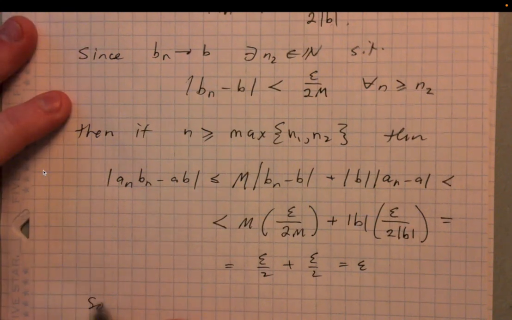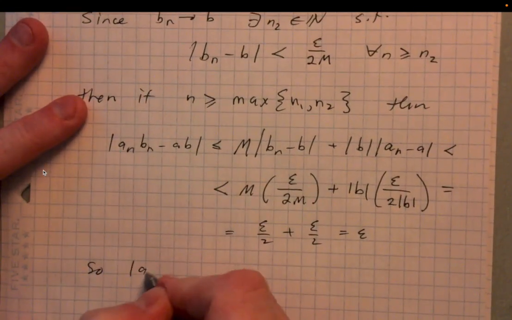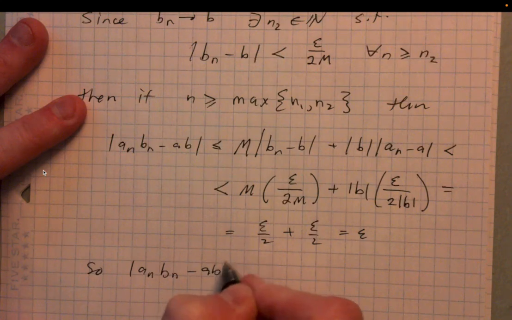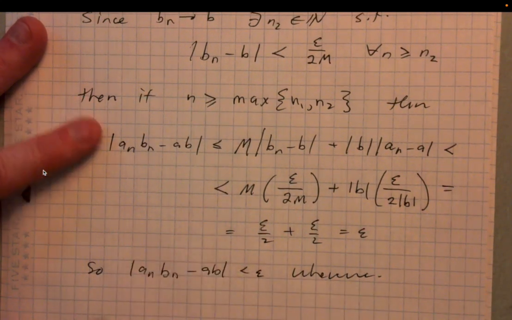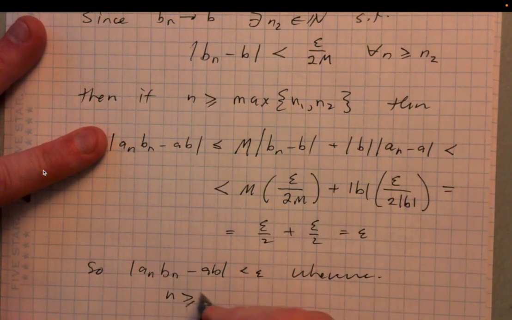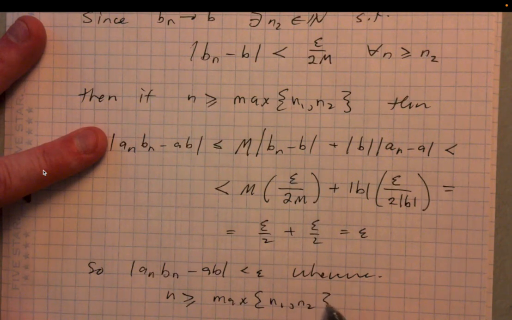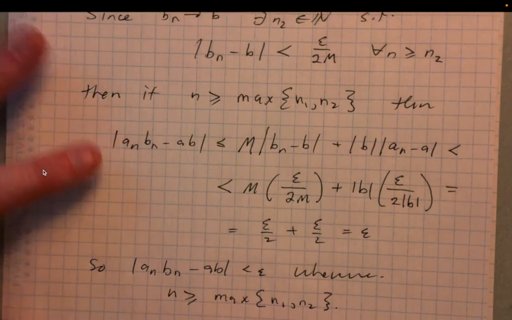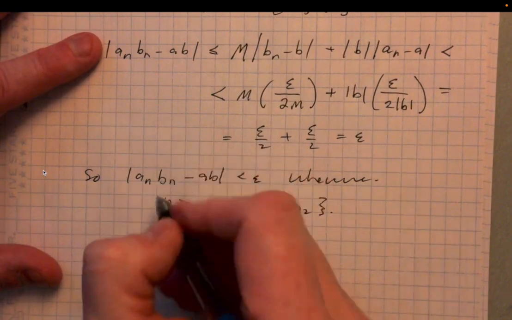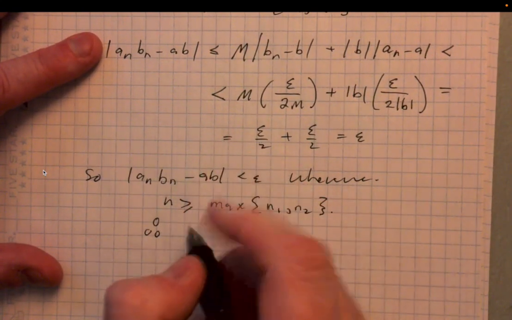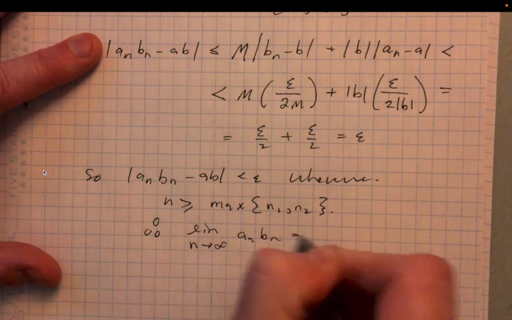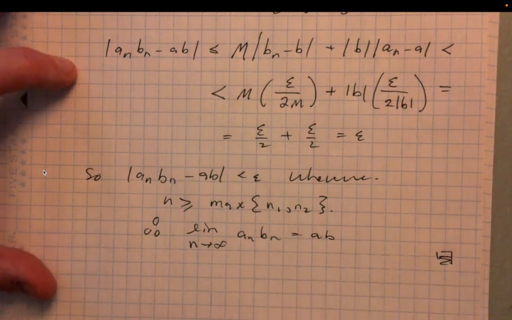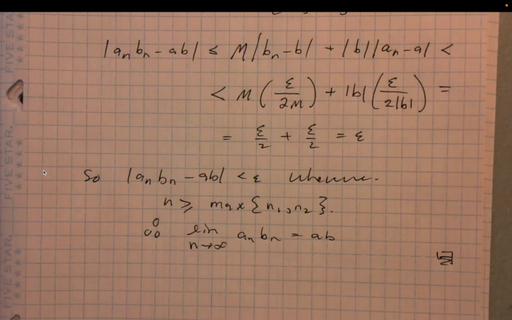And so a sub n b sub n minus ab is less than epsilon whenever n is greater than or equal to the maximum of n1 and n2. Okay, and obviously that is going to imply, and I don't probably have to say it, that the limit as n goes to infinity of an bn equals ab. Okay, so that's how you would prove part 2.